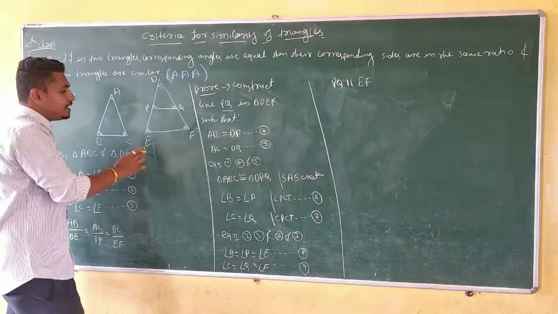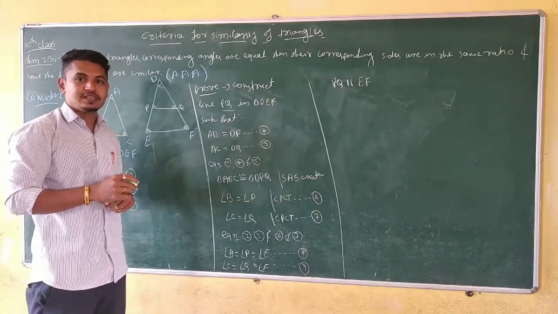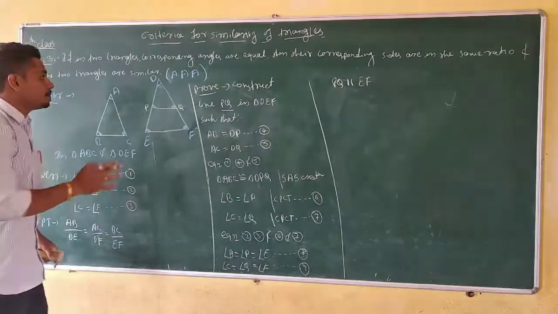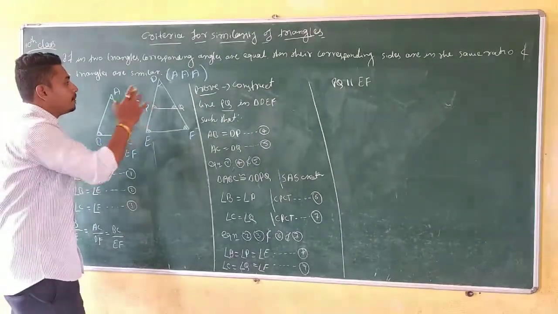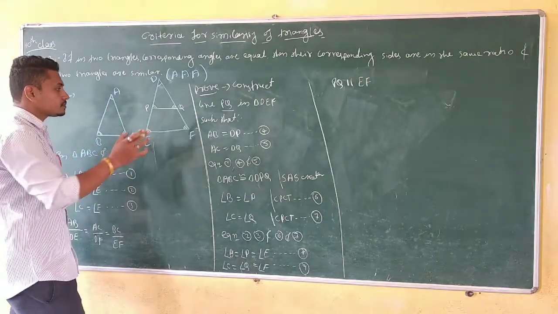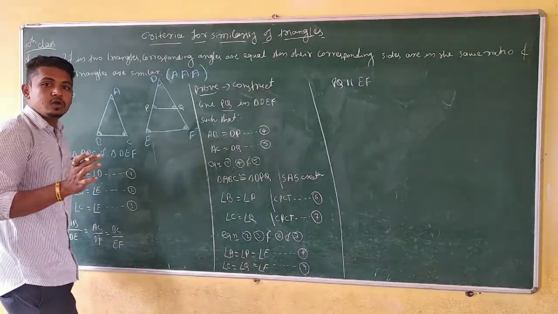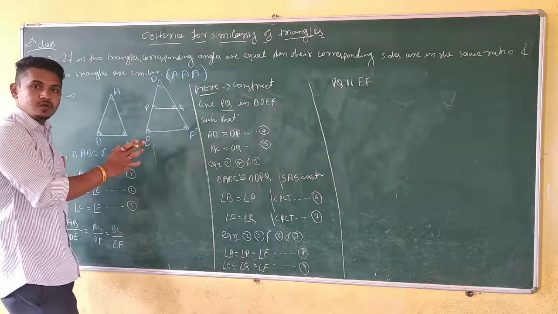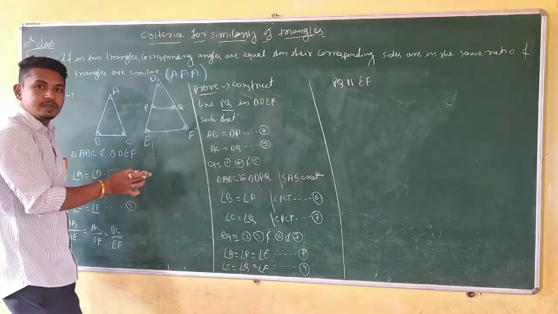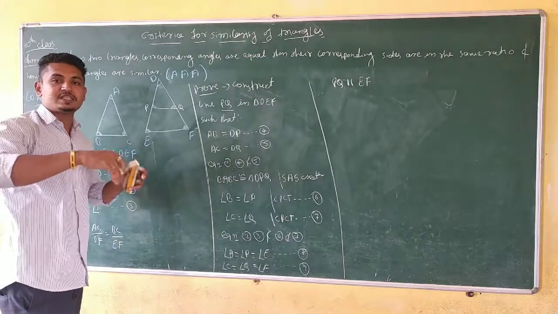So in triangle DEF, now we apply which theorem? Thales' theorem, or the basic proportionality theorem. So what is Thales' theorem? Thales' theorem says if a line is drawn parallel to any one side of the triangle, the remaining two sides are divided into two parts in the same ratio.